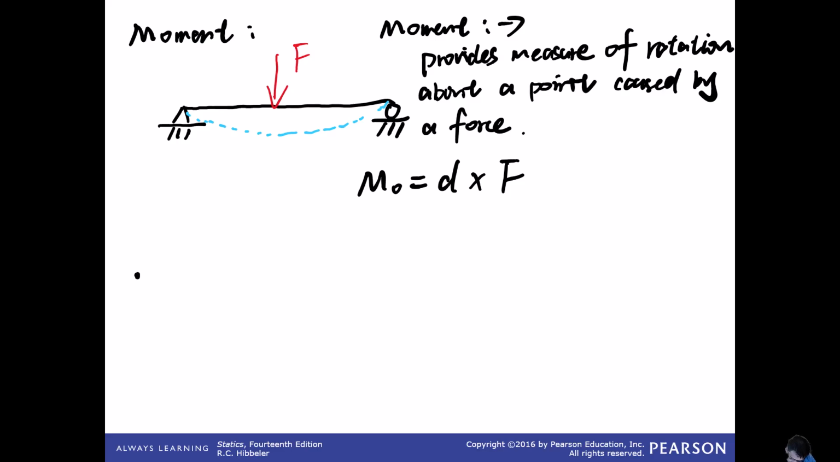Let's suppose this is a beam. As you already know, the distance should be the perpendicular distance between the point and the action line of the force. So for example here, if the force is perpendicular to the beam, its moment will be just M_O equals D times F.